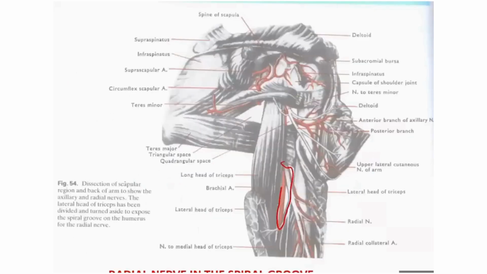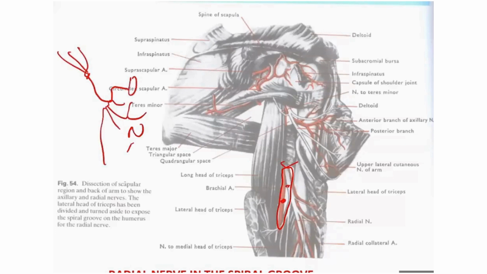This is the lower triangular space. What is the content of the lower triangular space? Radial nerve and profunda brachii artery. Radial nerve, how is it formed? All the posterior divisions unite to form the posterior cord. Posterior cord gives how many branches? 5 branches. Ulnar, you remember. This R is radial nerve. So radial nerve arises from which cord? Posterior cord of brachial plexus.